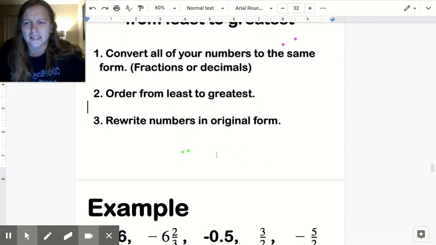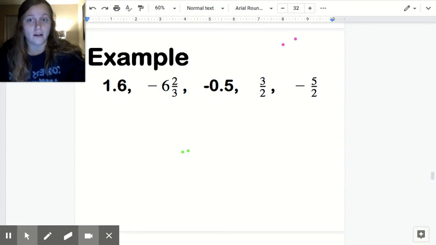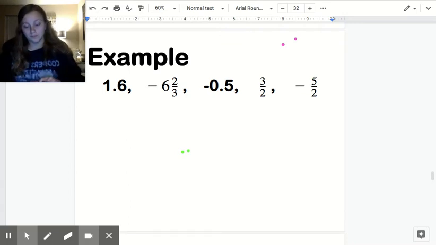So let's go ahead and look at an example here. I've got all these digits going on. I need to change them so they're either all fractions or all decimals. And like I said before, I'm going to change them all into decimals.